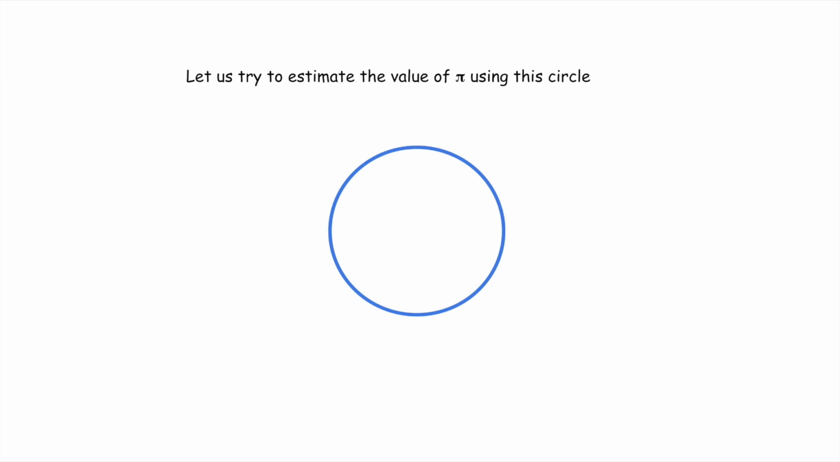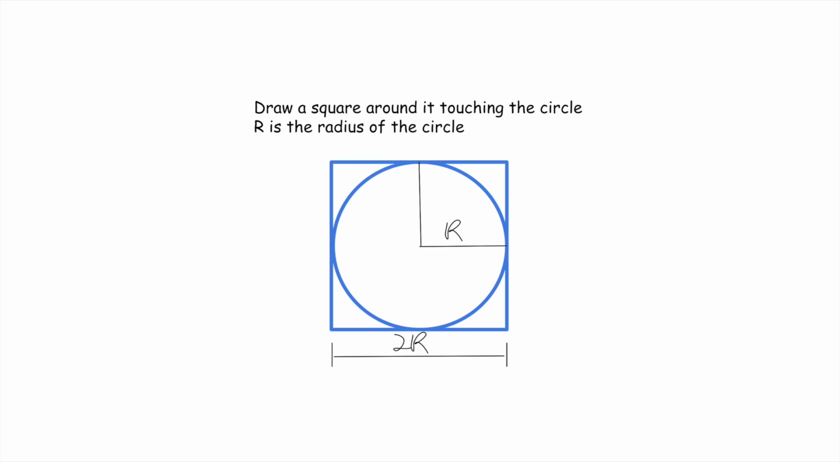Let us estimate pi using this circle and some basic probability. Draw a square around the circle such that it touches the circle on each of its 4 edges. Let r be the radius of the circle. Hence the length of the edge of the square is 2r.